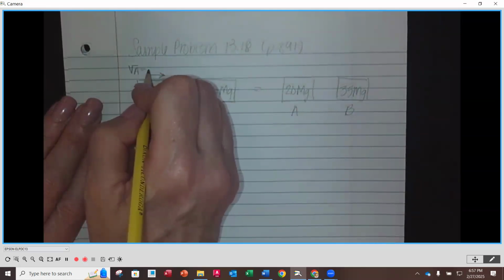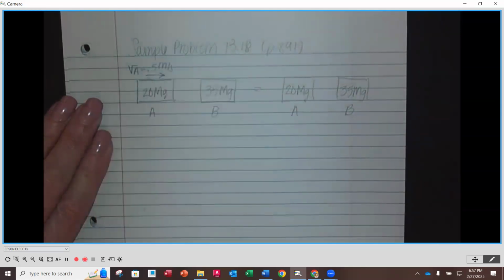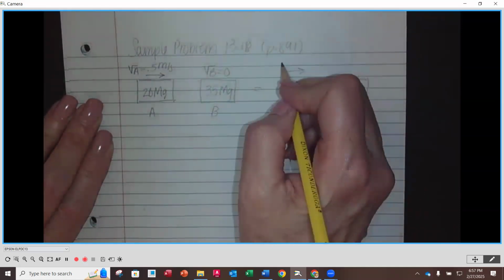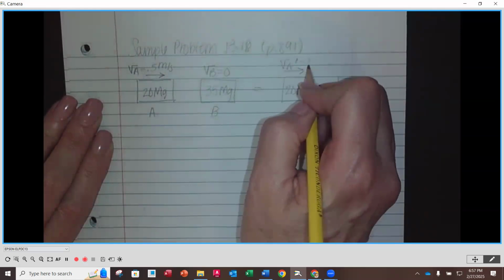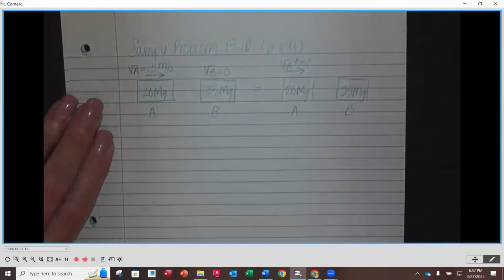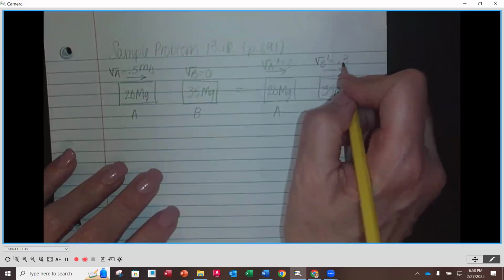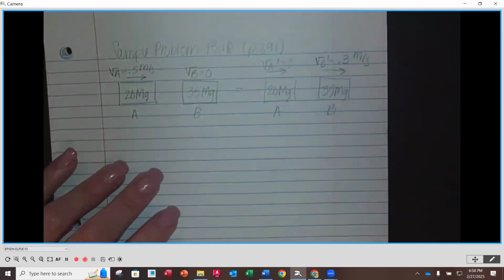Velocity A is equal to 0.5 meters per second. Velocity B equals 0. This is at rest. Then we're going to have velocity A prime. We don't know what that is. That's something we're going to have to calculate. But they did give us that velocity B prime was 0.3 meters per second.